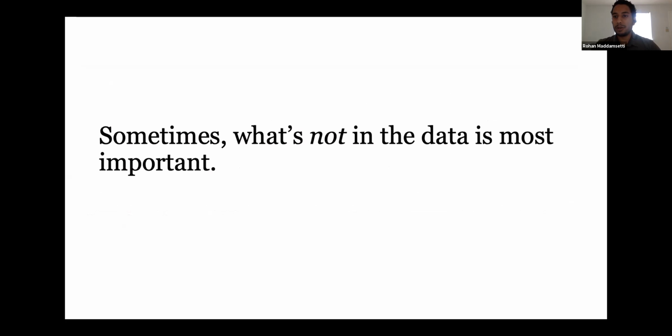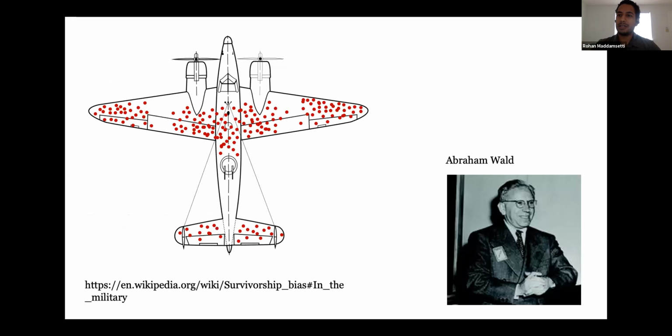All right. Since I'm talking about purifying selection, something that's interesting is that sometimes what's not in the data is actually quite important. So what does this mean? I'm going to give a statistical story that some of you may have heard before. During World War II, a statistician named Abraham Wald, who's now very famous, was doing studies for the U.S. Army.